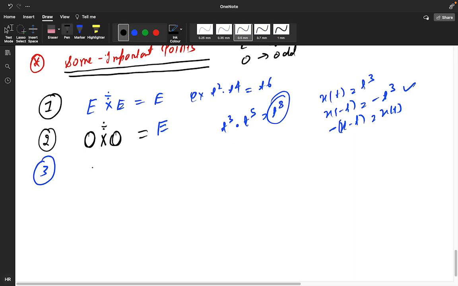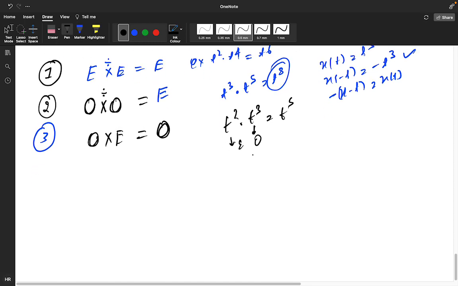What about odd multiplied with even? Odd. For example, t square into t cube: t square is an even function and t cube is an odd function, and you get t to the power 5, which is odd.